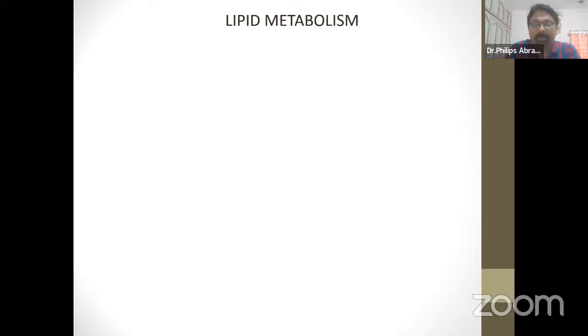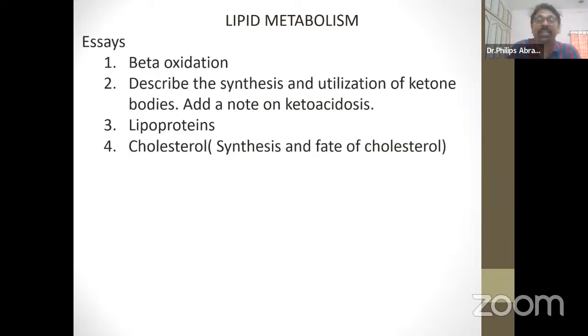Next topic is lipid metabolism. Many times the question asked from lipid metabolism is about beta oxidation. We have already explained that in detail in our last revision class. Beta oxidation can be an essay. I taught you how to write. Whenever you write any answer, please write it in order with subheadings. I gave one example about beta oxidation on that day. So that's one question.